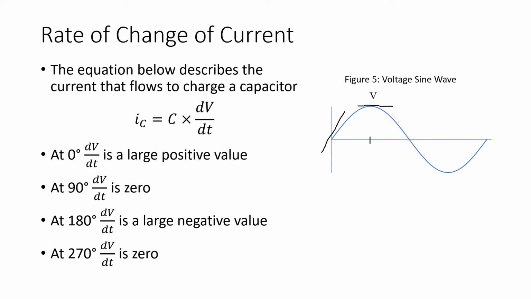At 180 degrees, the rate of change of voltage is large in the negative direction. And at 270 degrees, again, the slope of this sine function is 0. And of course, at 360 degrees, we're back at the beginning, and the slope is a large positive value.